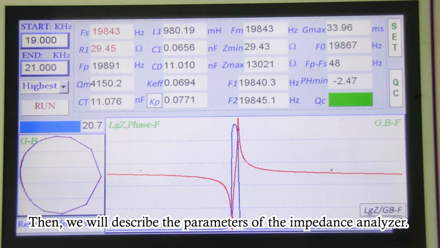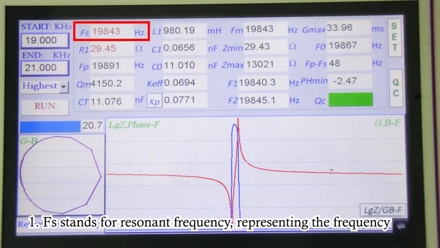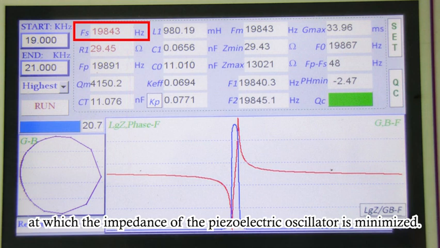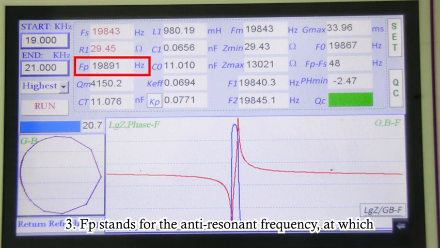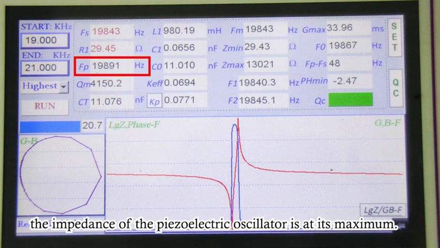Then, we will describe the parameters of the impedance analyzer. 1. Fs stands for resonant frequency, representing the frequency at which the impedance of the piezoelectric oscillator is minimized. 2. R1 stands for resistance. 3. Fp stands for the anti-resonant frequency, at which the impedance of the piezoelectric oscillator is at its maximum.